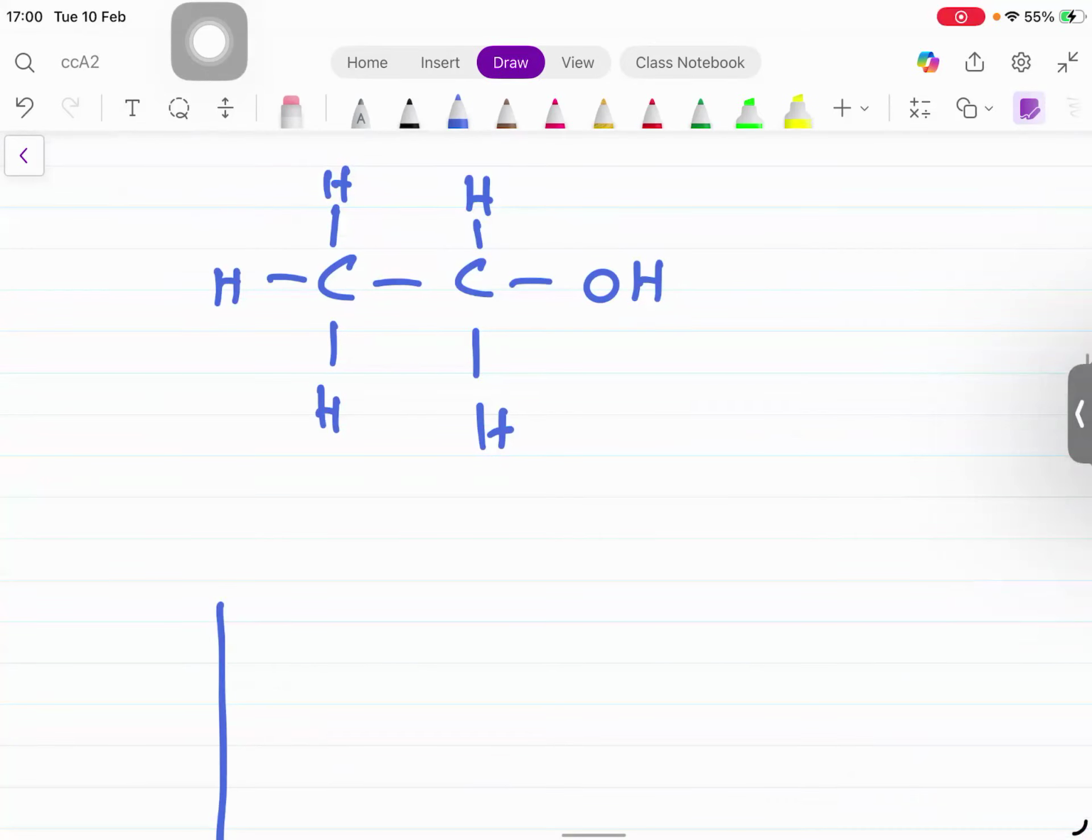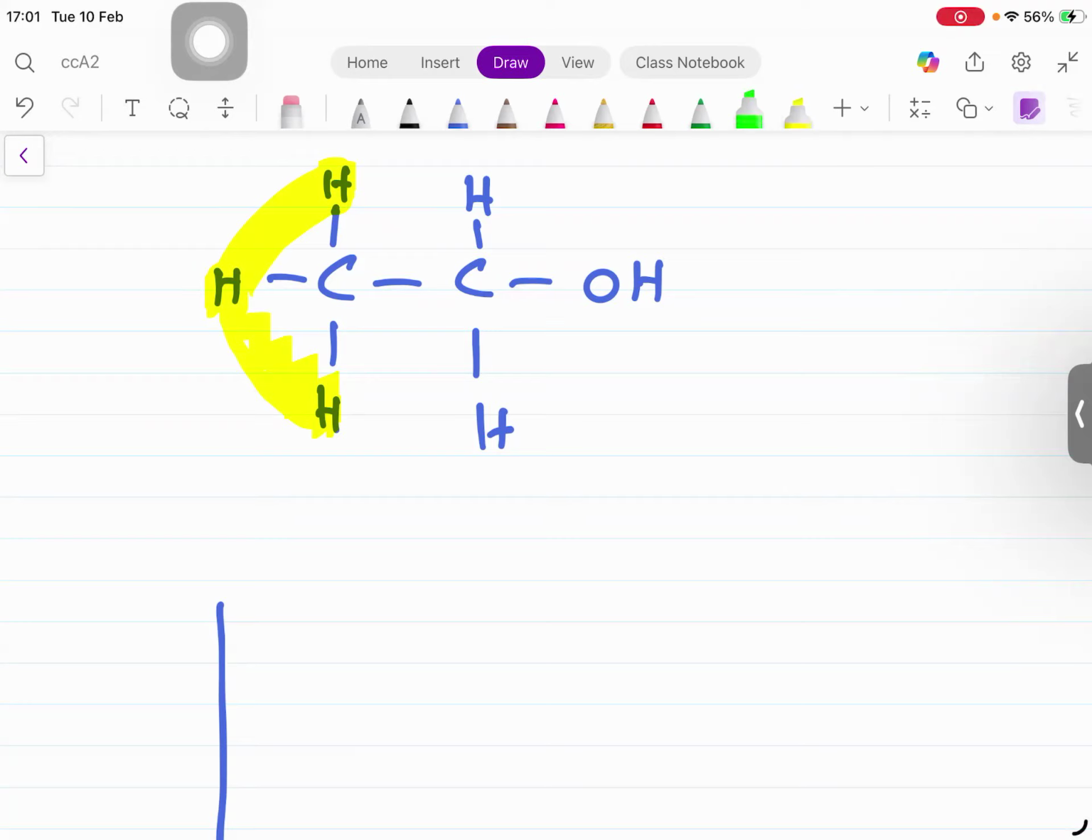This is a hydrogen which is attached to a carbon. All those hydrogens which are attached to 1 carbon obviously have the same chemical environment, so they will contribute to 1 peak. That's common sense. So 3 hydrogens are going to contribute to 1 peak.